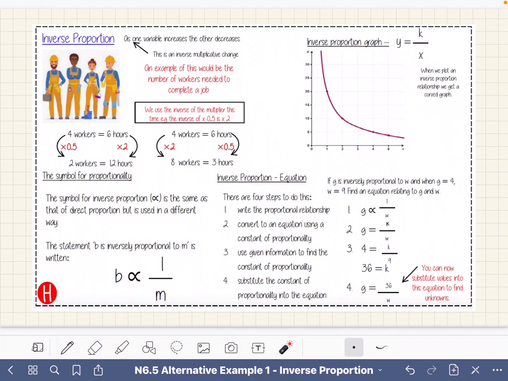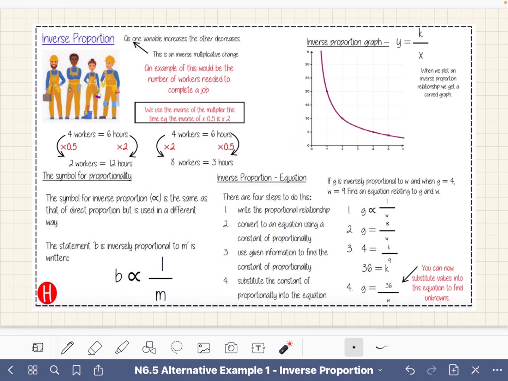In this video, we're looking at inverse proportion. That means as one variable increases, the other decreases. This isn't a linear relationship as we saw with direct proportion. Instead, we have a curve on a graph. And we can see as x increases in value, y is decreasing in value.